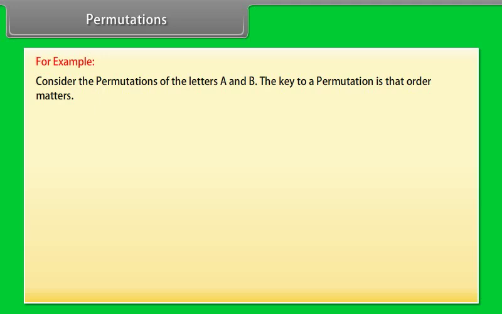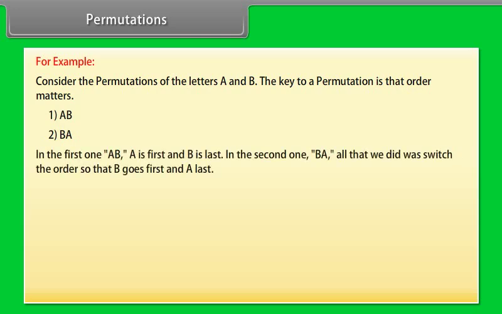The key to a permutation is that order matters. 1. AB 2. BA. As you can see, the only difference between the 2 permutations is the order. In the first one, AB, A is first and B is last. In the second one, BA, all that we did was switch the order so that B goes first and A last.